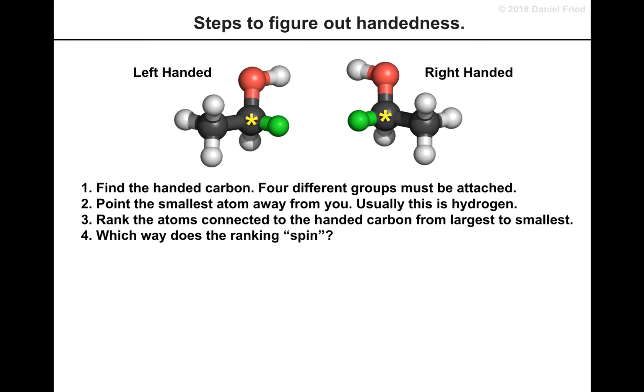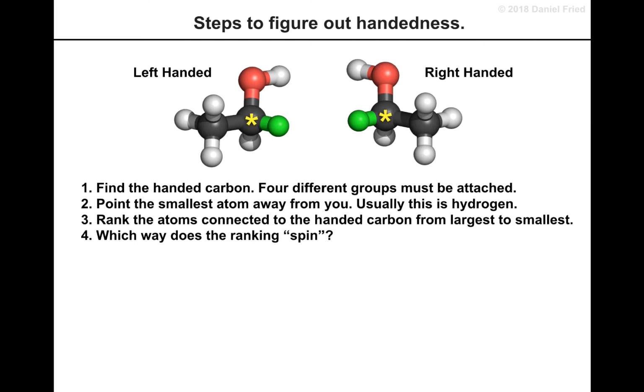Now, sometimes I think of this as like a steering wheel. So you take the smallest atom, the smallest bond, and hold it as though it was the steering column of the steering wheel, so that the 3 highest atoms are the steering wheel itself, and the hydrogen is like the steering column. So I hope that makes sense.